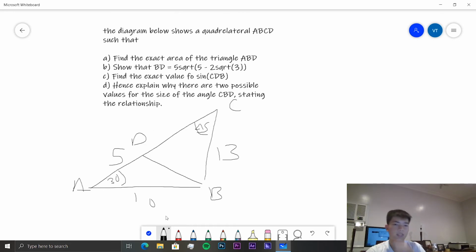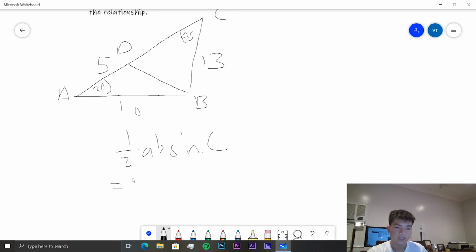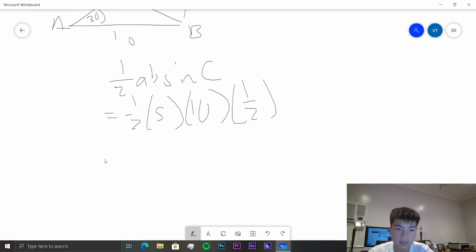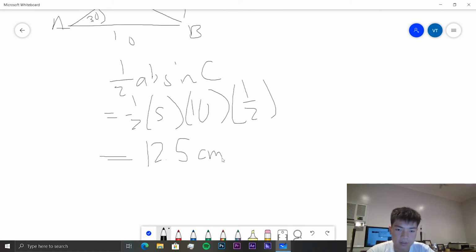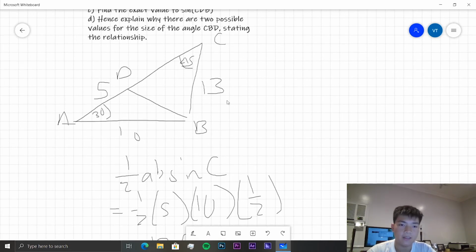So first we need to find the exact area of the triangle ABD, and that's not too hard. We can go 1/2 AB sin C. So that's equal to 1/2 times 5 times 10 times sine 30, which is 1/2. So we get 25/2, 12.5 centimeters squared. Next, show BD, get the length of BD.